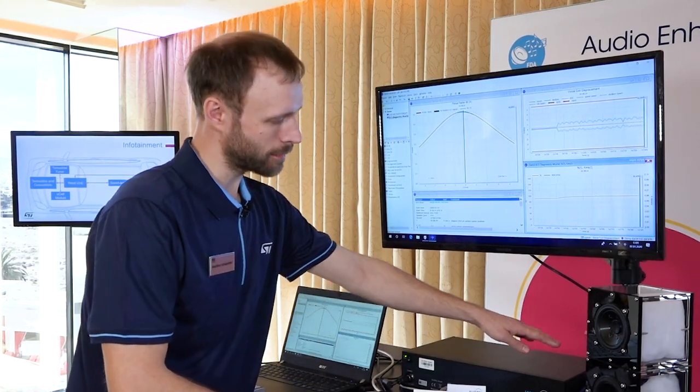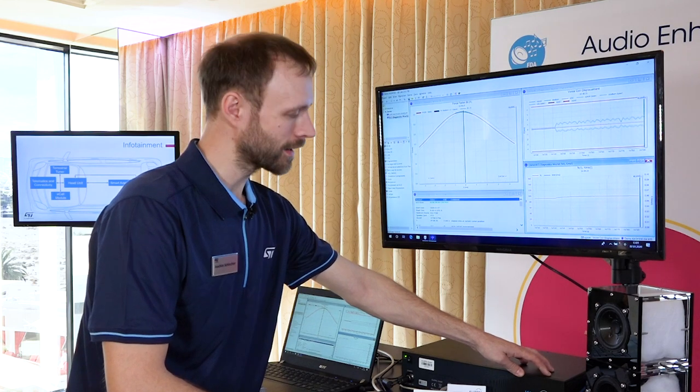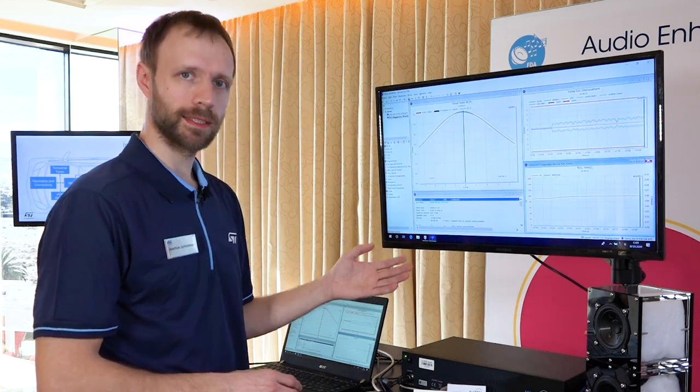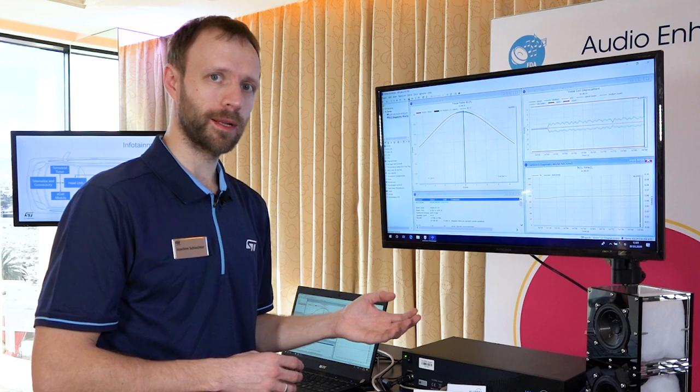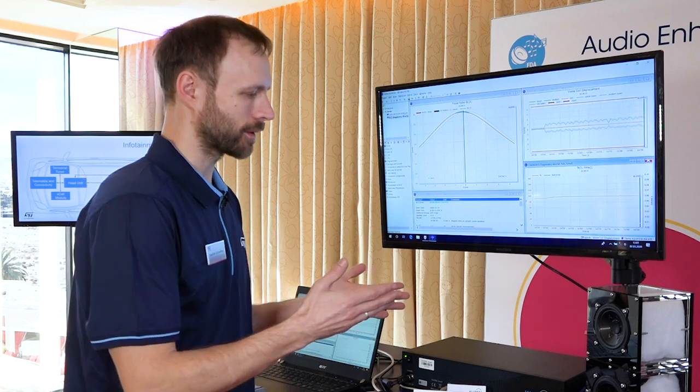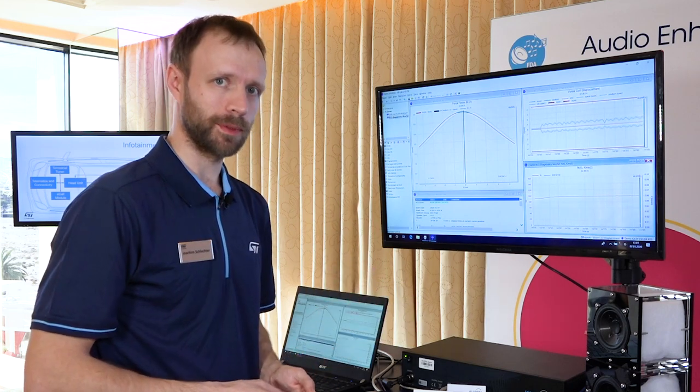So as you can see, the current sensing capabilities of the FDA gives a perfect match together with KCS software processing from KLIPPEL to get a good sound out of a small loudspeaker.